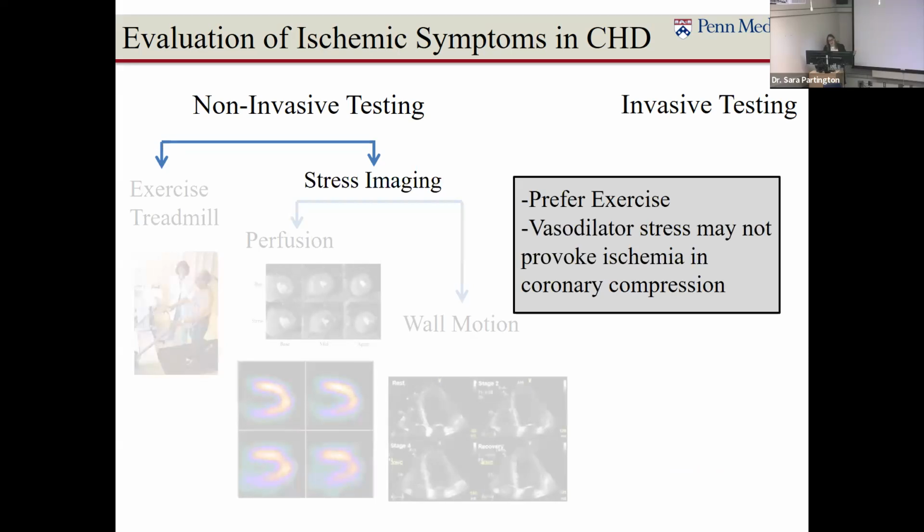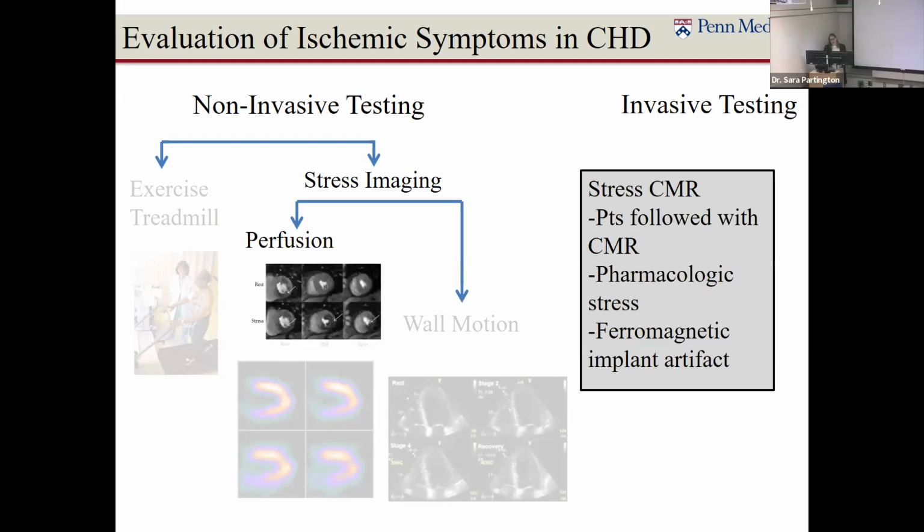But the other thing that I think we really need to consider in patients where you're concerned about a compressive mechanism for ischemia is that a vasodilator stress may not provoke ischemia in the same way. You may need that increased cardiac output of exercise, or a pharmacologic agent that more resembles exercise, to really bring out ischemia in those patients.